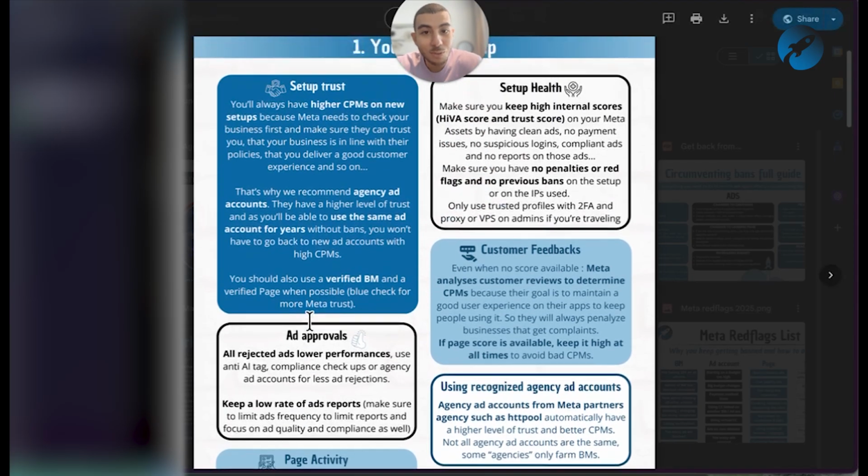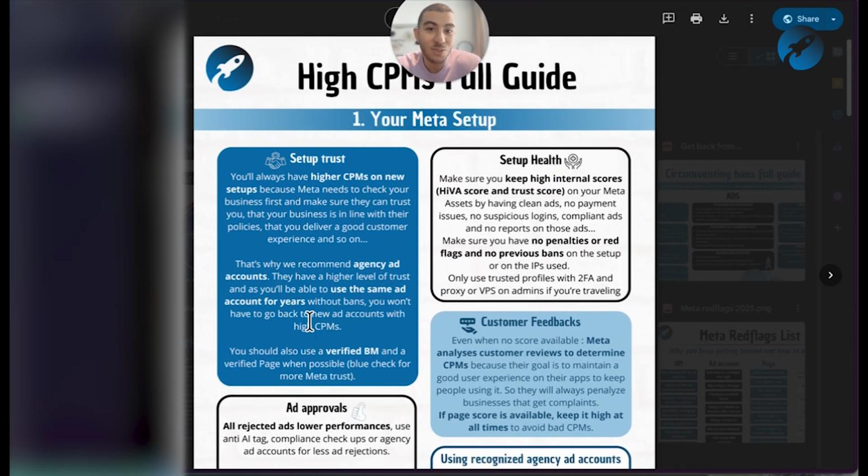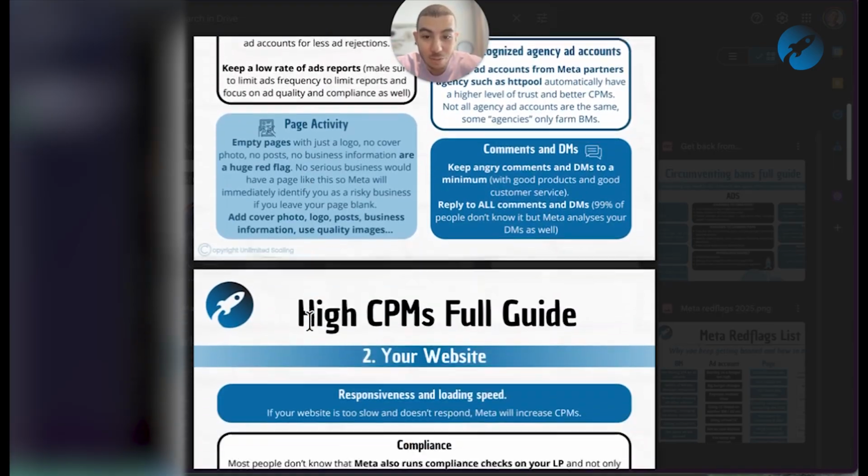Are you guys excited? We just reviewed page 1 for Meta setup. We still have some to check for the pages with a lot of value. So let's get into it right now.